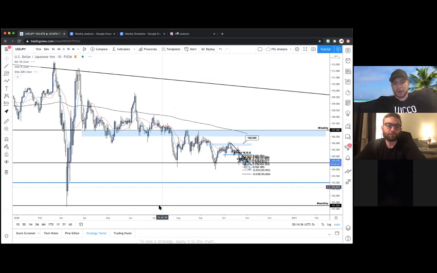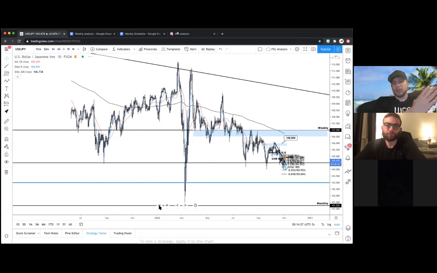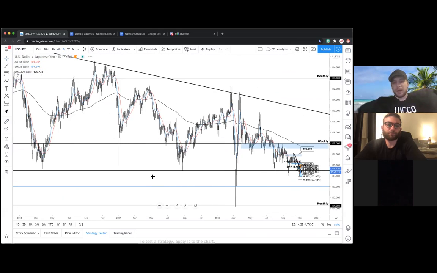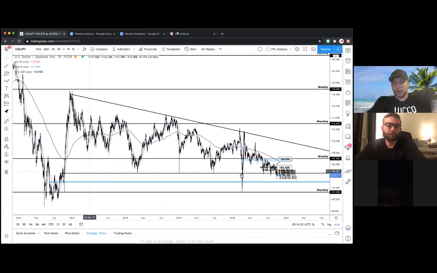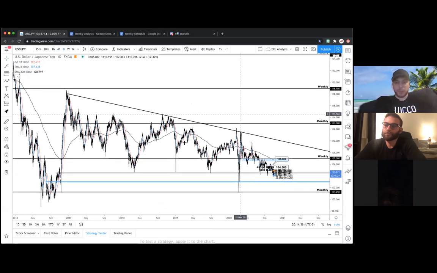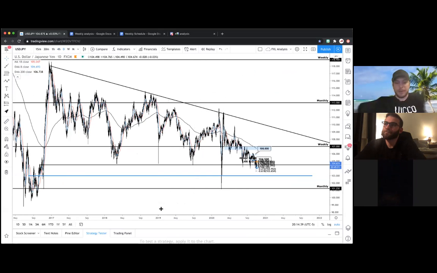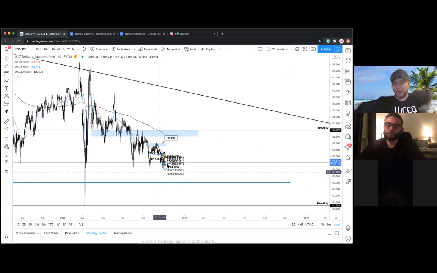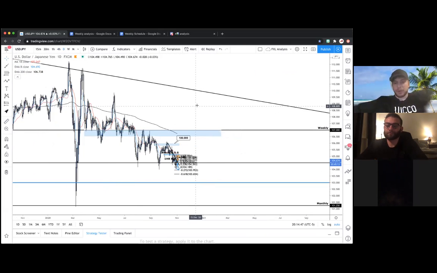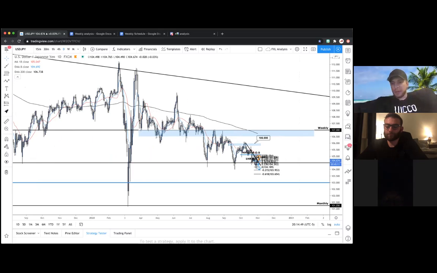Daily time frame to start on UJ. Overall, super bearish, guys. I mean, we have this giant descending triangle pattern, key support at 105. We've kind of been stalking this one for months, it feels like at this point. But we're still waiting for that break. Still waiting for the break of that pattern, break of 104.5, and off to new lows. So we'll see. But let's zoom in a little bit more.